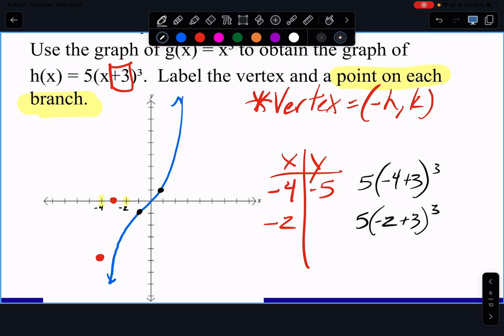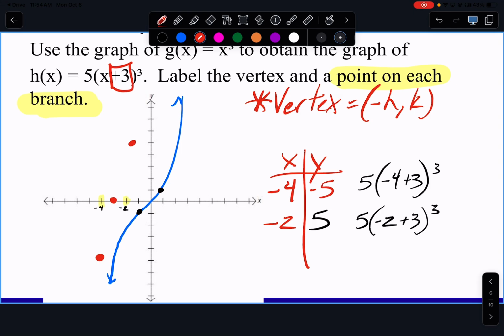Okay, negative 2 plus 3 is 1. 1 times 1 times 1 is 1. Times 5 is 5, right? Okay, so we're going to have 5 here. So we're going to go to negative 2, and then we're going to go up 5. 1, 2, 3, 4, 5.